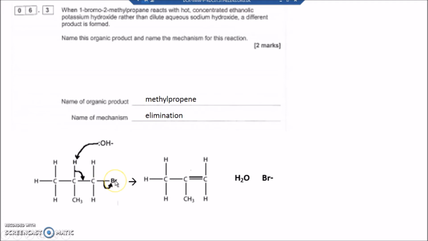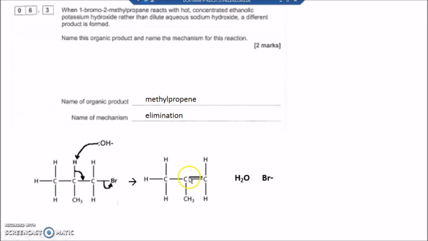It's withdrawing electrons towards itself anyway because it's electronegative, so the electrons move on to it. And you end up with an unsaturated product, something with a double bond in it, an alkene. Water, and the Br- comes off, it gets the minus charge, because electrons are moved onto the Br. What's the name of the product? Methylpropene. Let's have a look: 1, 2, 3 carbons, prop, ene double bond, and a methyl group at carbon number 2.